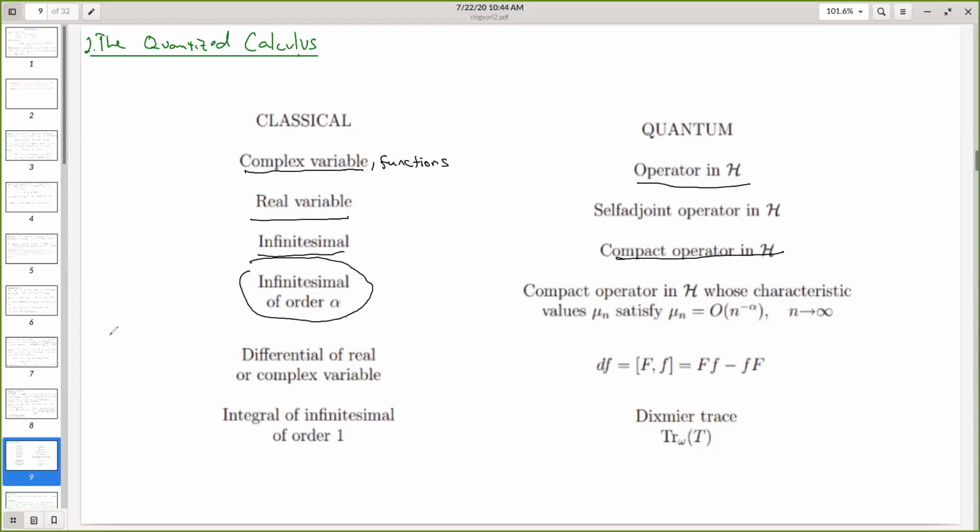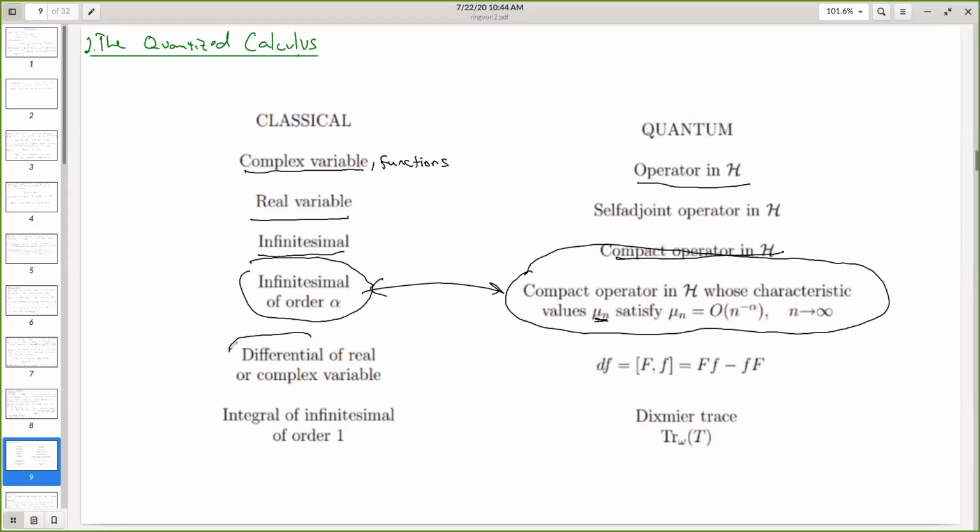So when you do derivatives, for example, or integration, you always have these infinitesimals in there. And they are replaced here by compact operators on a Hilbert space whose characteristic values, mu n, satisfy the following: mu n goes as the order of n to the power of minus alpha. So a compact operator of order alpha is such that the characteristic values go as n to the minus alpha as n goes to infinity. I will give a more precise definition in a second, but I found this picture very nice in a sense, just to get an overall perspective of what is happening.